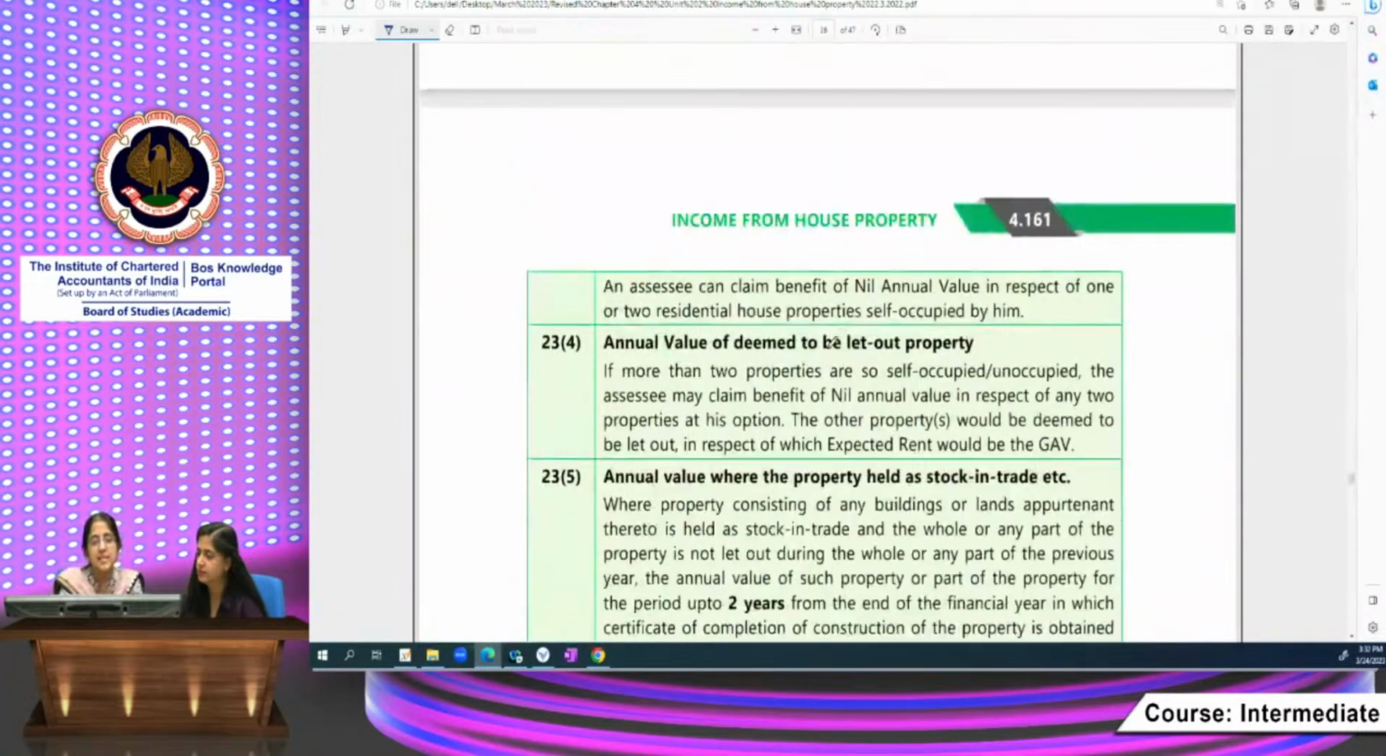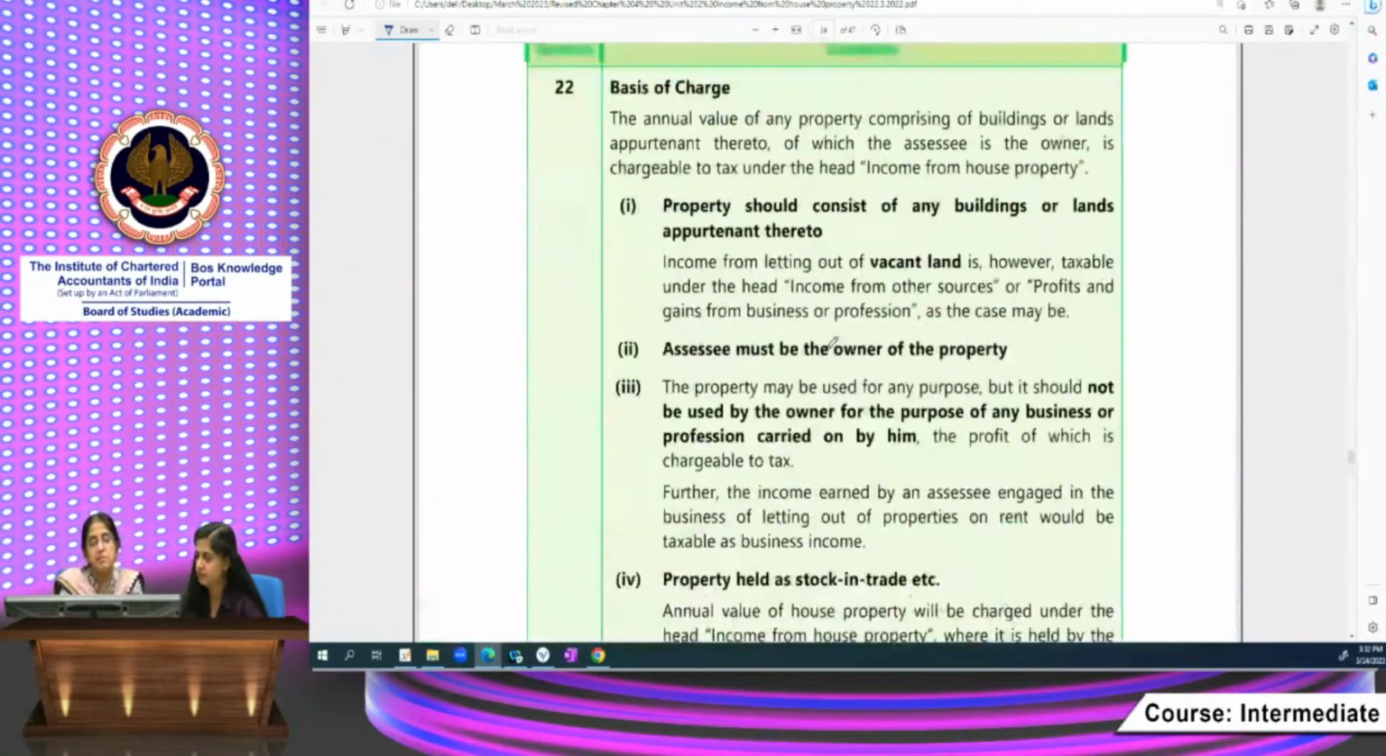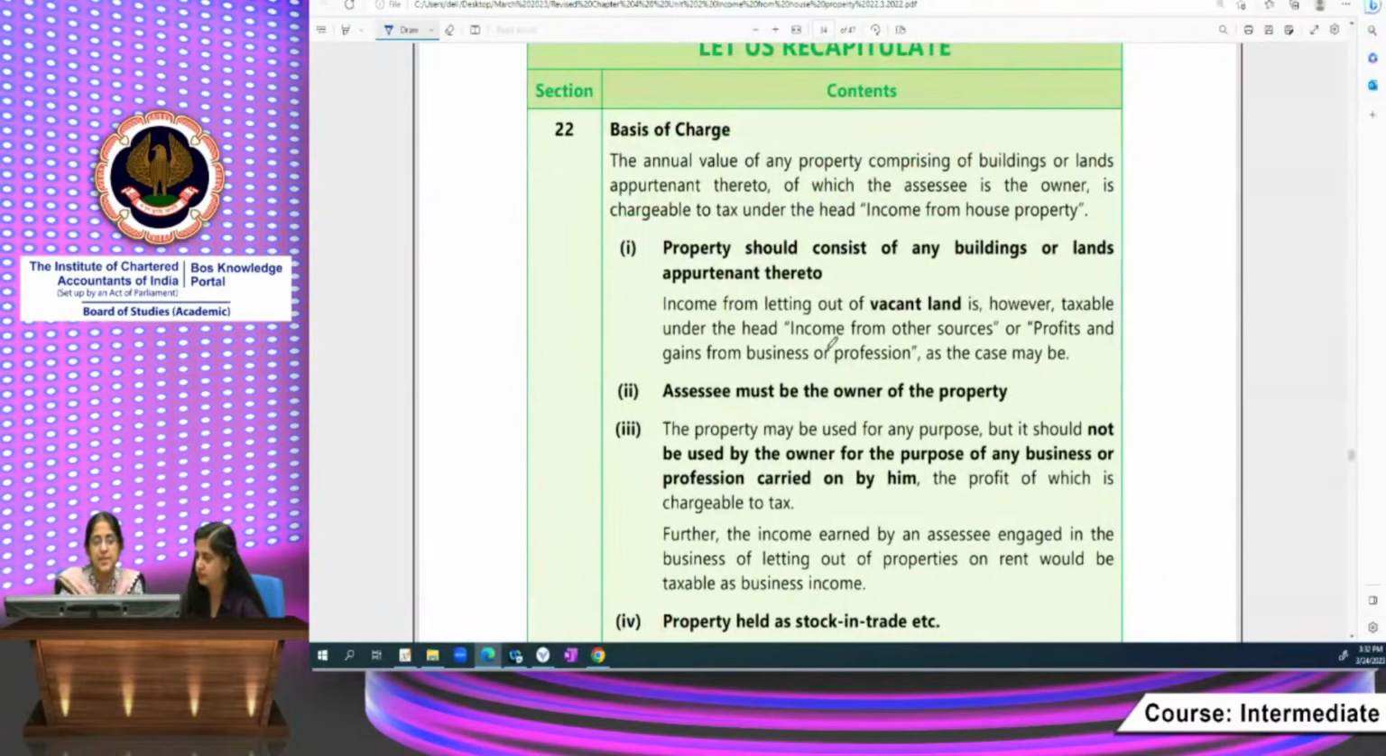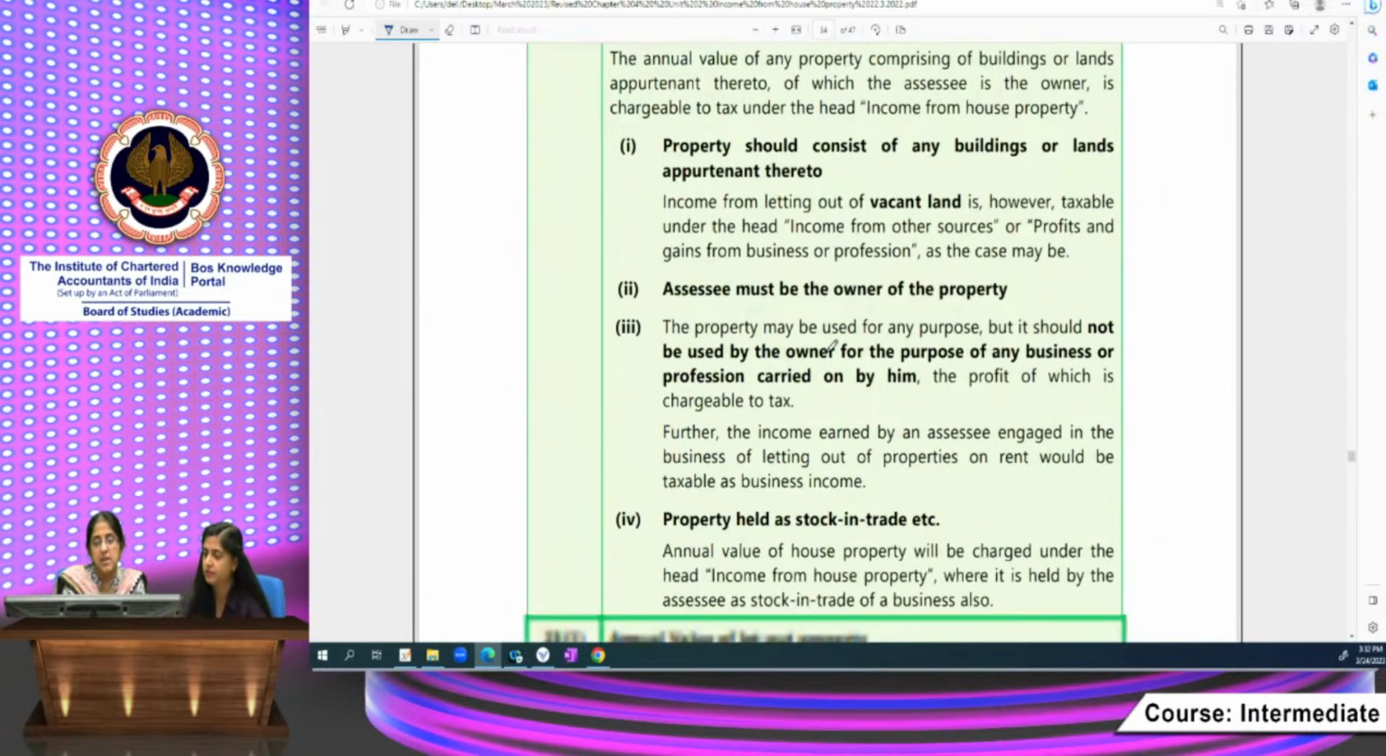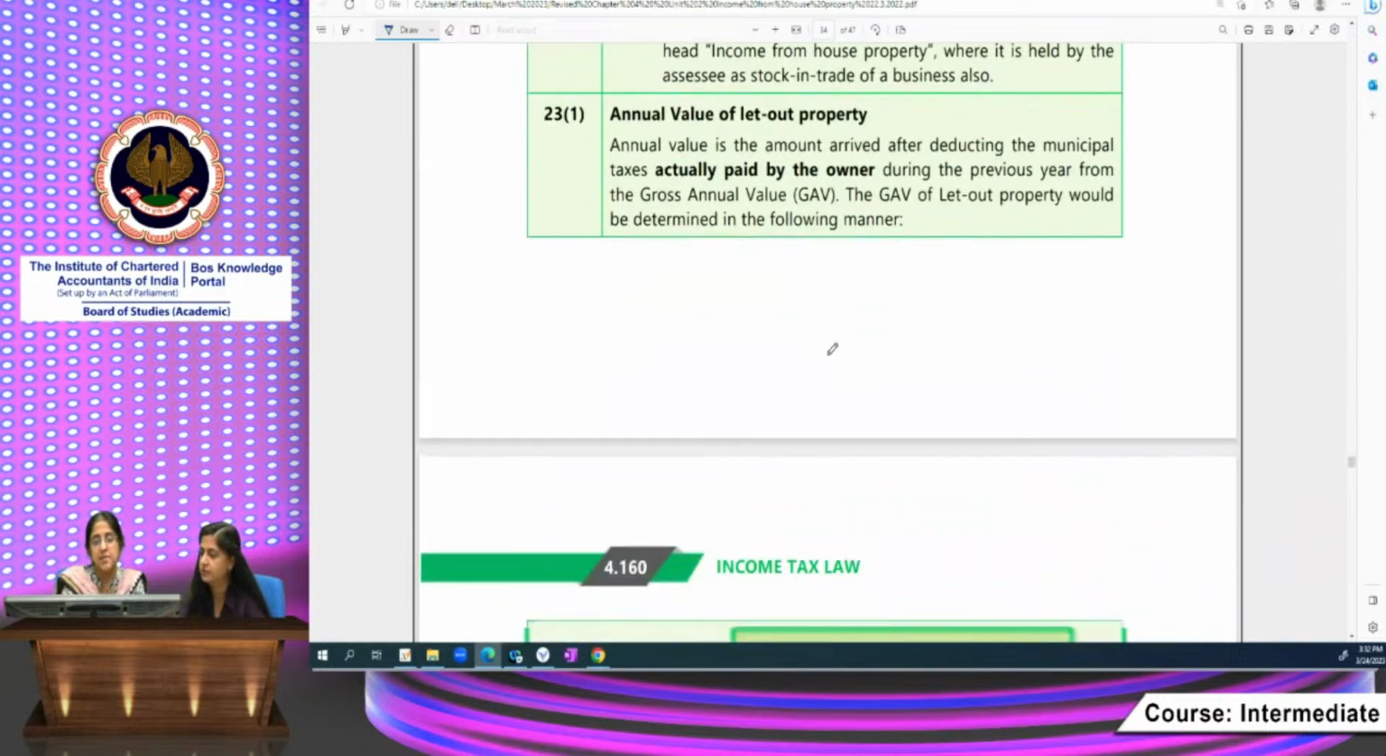See, let us recapitulate, which I was telling you that you have to go through. Everything is contained in the let us recapitulate, all the major points.